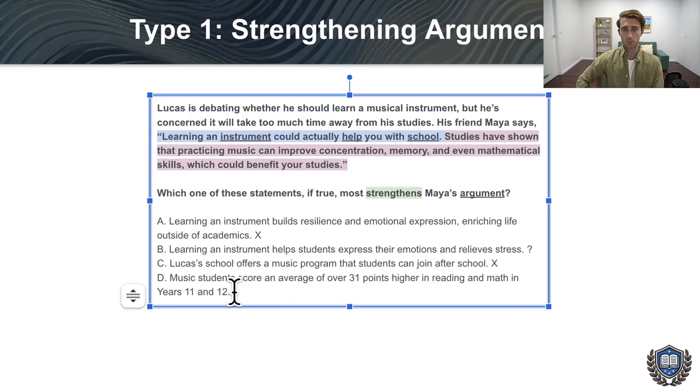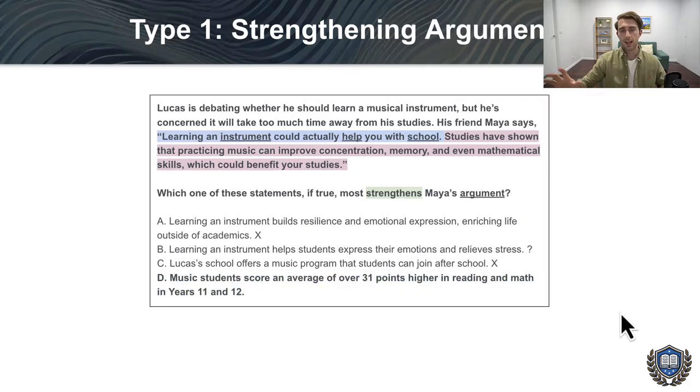What's Maya's conclusion? What's her main point? It is that learning an instrument can help you in school. This one is a perfect example of some reasoning, a reason why that's true. It's actually true because music students, they score 31 points higher, not only in reading, but also in maths in years 11 and year 12. And so if you want to improve in school, you should probably start playing a musical instrument. And so D was the right one here.